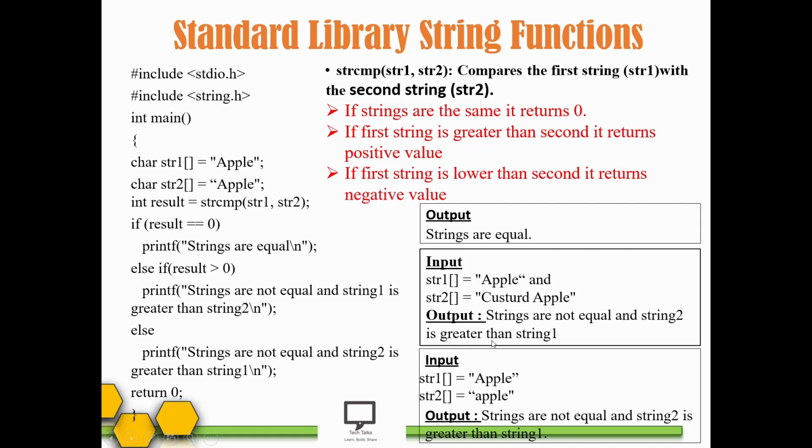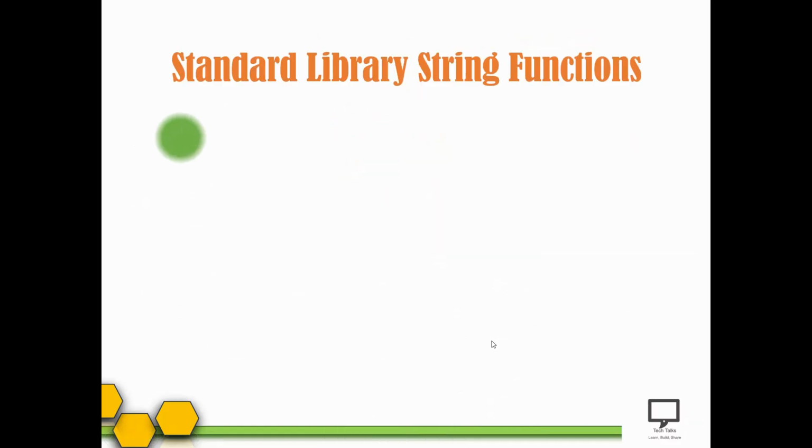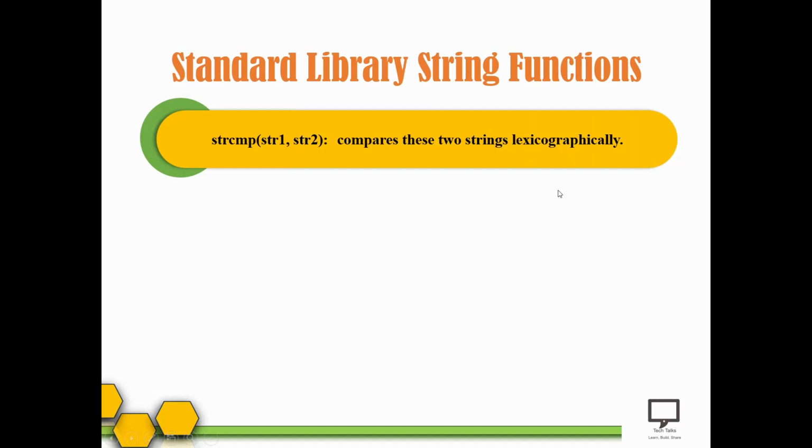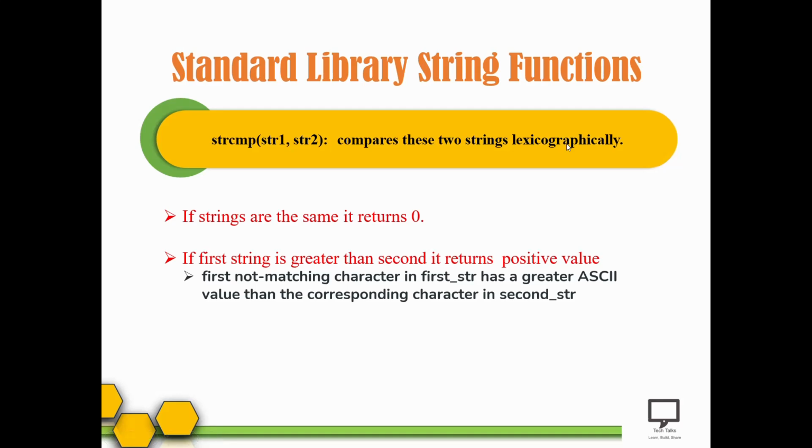This will be calculated on the basis of ASCII value, and it is also called lexicographical comparison, or it compares the two strings lexicographically. What does it mean? It means that it compares the ASCII values of the characters present in both strings. So if the first string is greater than the second, it returns a positive value. It means that the first non-matching character in the first string has a greater ASCII value than the corresponding character in the second string. If this is the situation, then it indicates that the first string is greater than the second one and it returns the positive value.